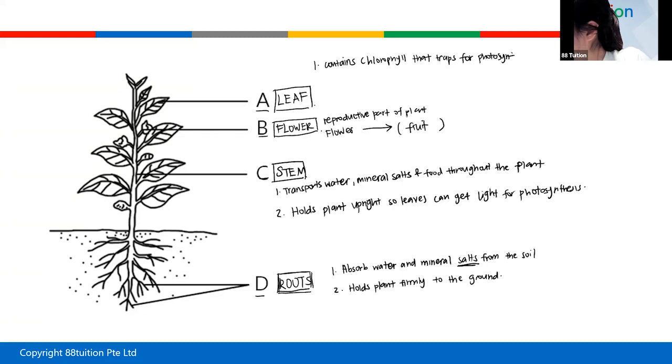So please remember, why photosynthesis can even take place in the leaf is because the leaf contains this green pigment called chlorophyll. Okay, what is the second function of the leaf? Chanxin?